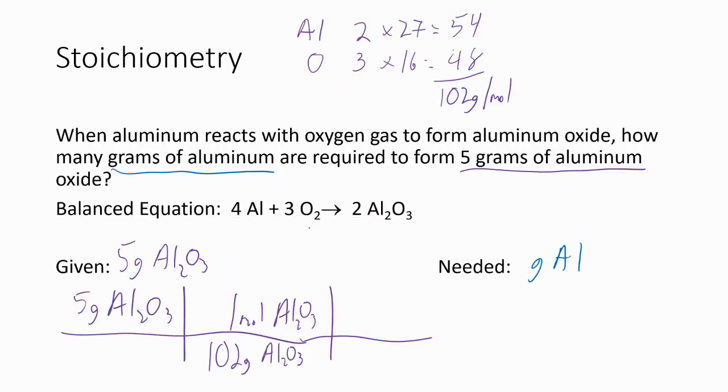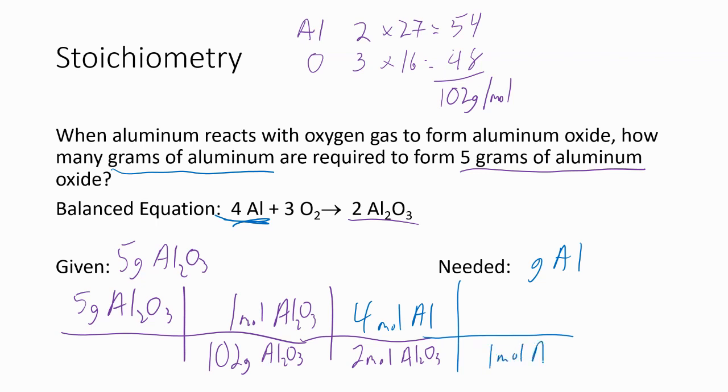Let's go to the balanced equation. We need for every 2 moles of Al2O3, we need 4 moles of aluminum. The balanced equation's been used, but we still got to keep going to grams. So if we're going to keep going to grams, we need to again go to the periodic table. And 1 mole of aluminum on the periodic table is 27.0 grams.